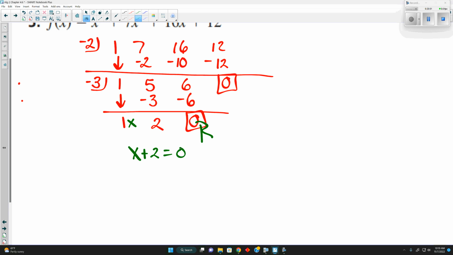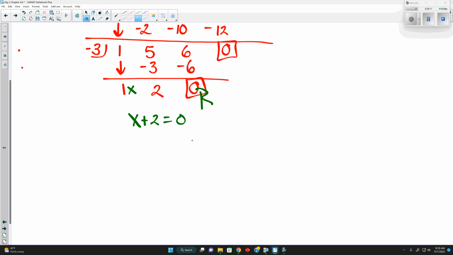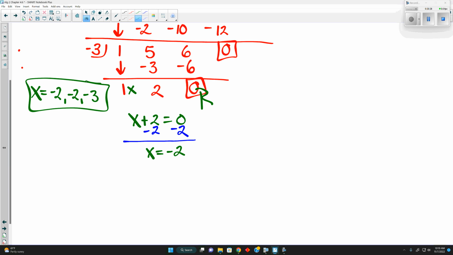So what we have left over is that x plus 2 equals 0. Because if I can get it down to a linear equation, that makes it even easier to solve. At this point, all I need to do to solve this is subtract 2, telling me x is equal to -2. So our solutions for this are x is equal to -2, -2, and -3. So it did kind of confirm that at the point where x is -2, it touches the x-axis but doesn't cross it.